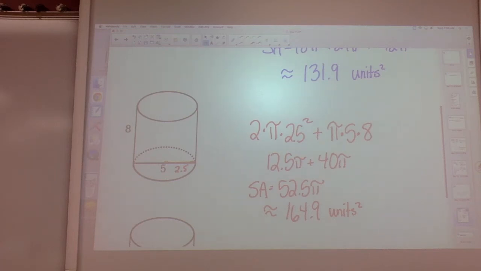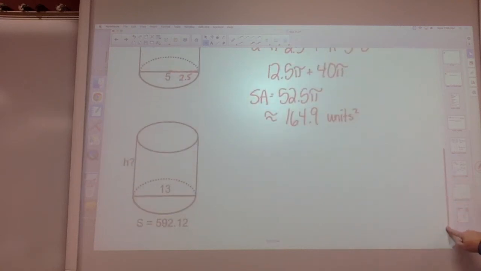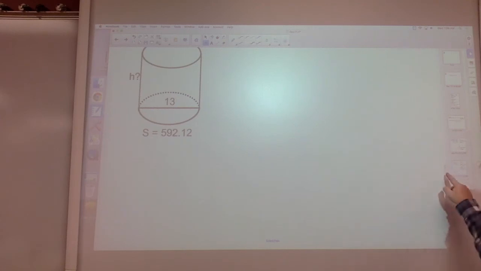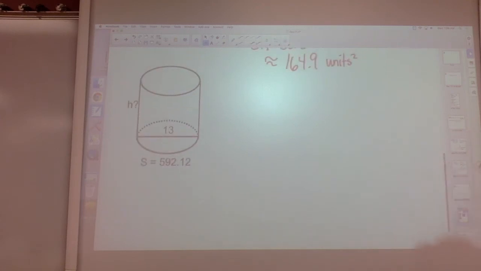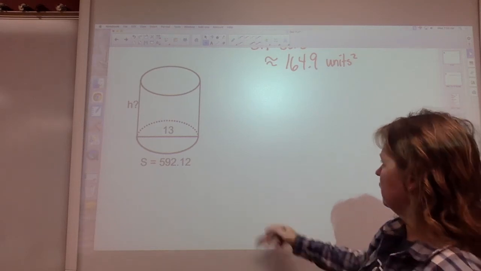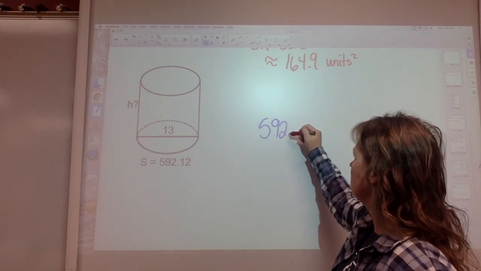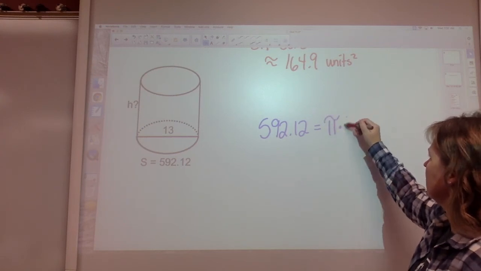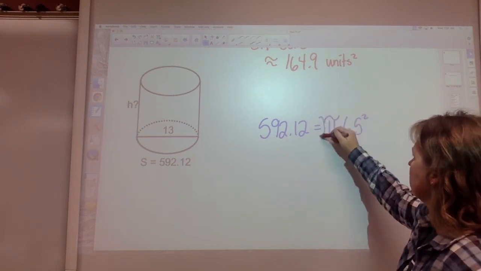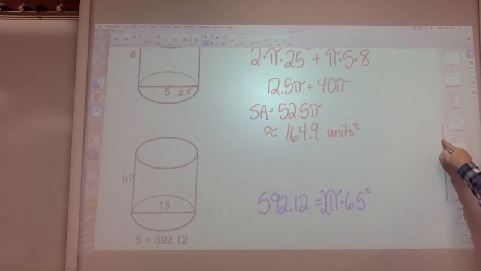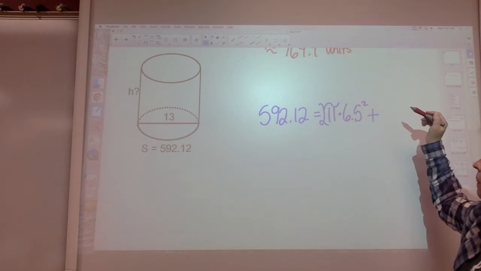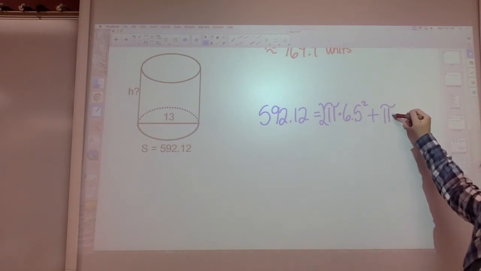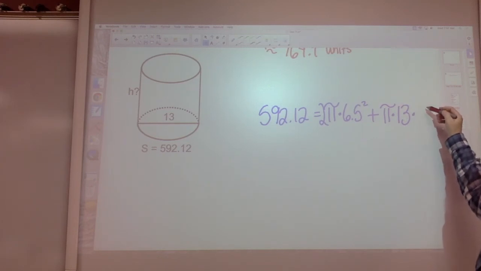Let's try the last one. The last one, you're working backwards. Get to use algebra, trying to find a piece of the problem as well as do the geometry. You know the surface area. The answer to your surface area is 592.12. The formula is 2 pi times radius squared plus pi times diameter of 13 times height.